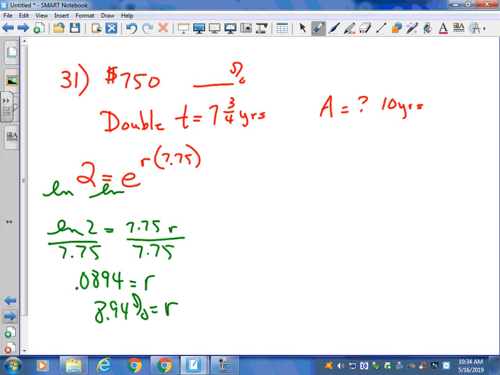So now, let's go back and fill our whole formula in to figure out 10 years. How much money did I start with? $750. And I'm going to put that decimal in, 0.0894 times 10 years. And that's going to tell me how much money I have in my account if I start with $750 after 10 years of leaving it there. That's about 1,833.67.